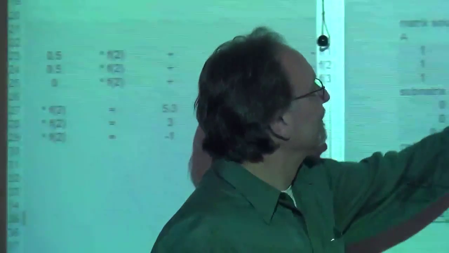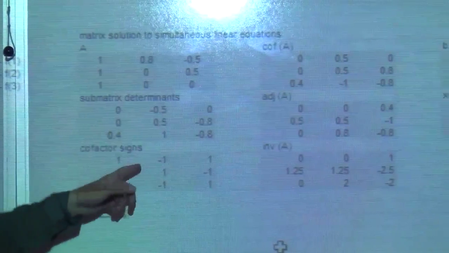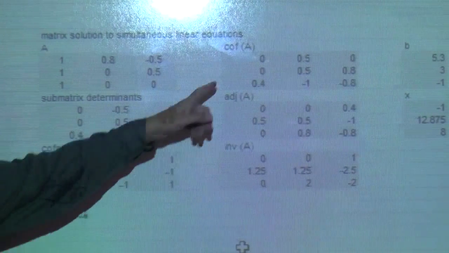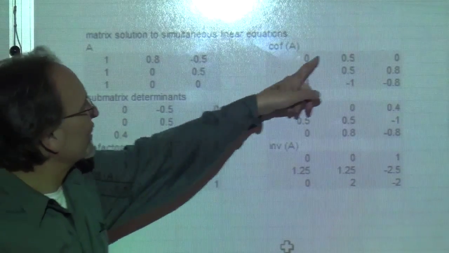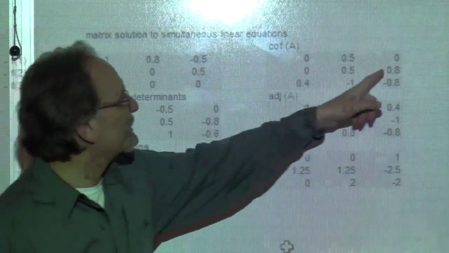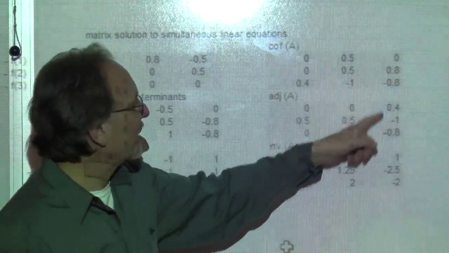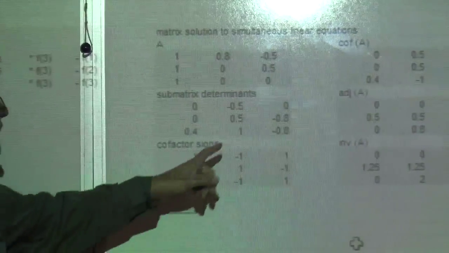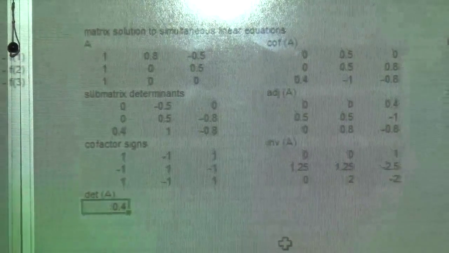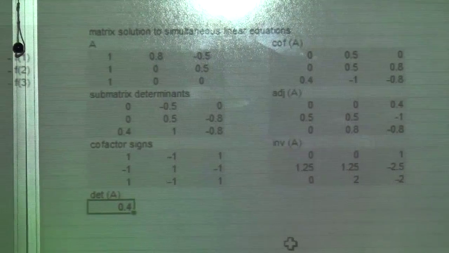So then the cofactor is just the submatrix times the cofactors. Then the adjoint is just the transpose of the cofactor. So this row becomes this column, this row becomes this column, this row becomes this column. And then to invert it, we take the determinant times each one of the elements of the adjoint. And that's the inverse of the matrix.